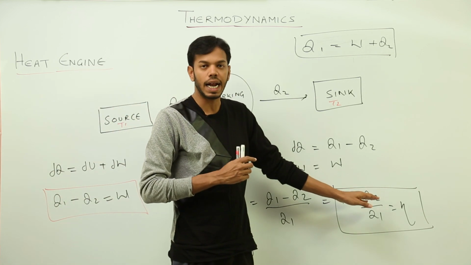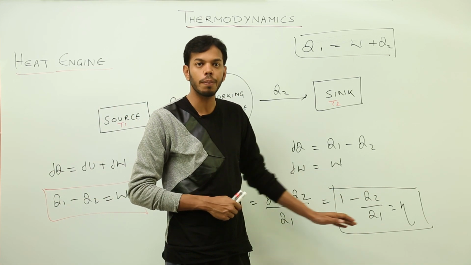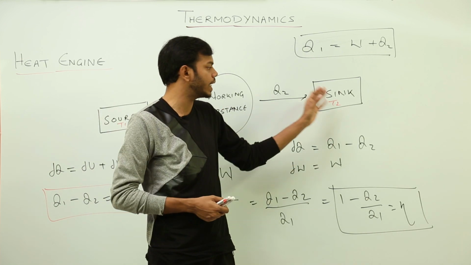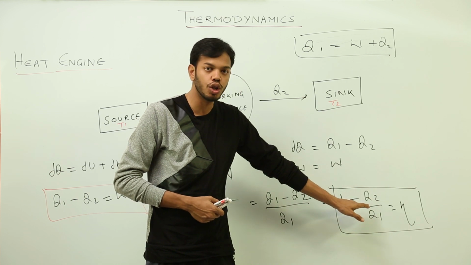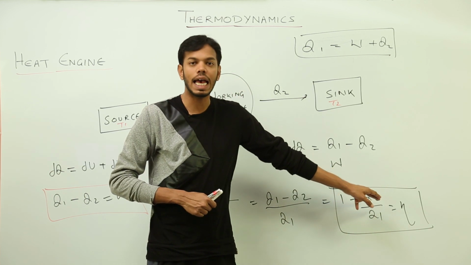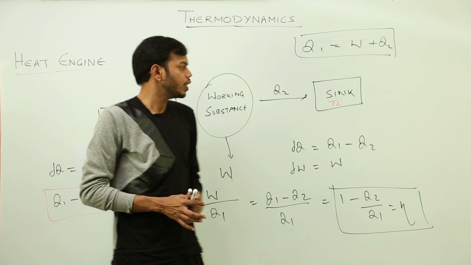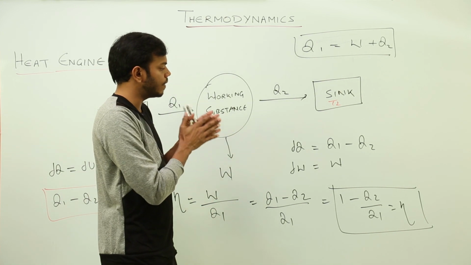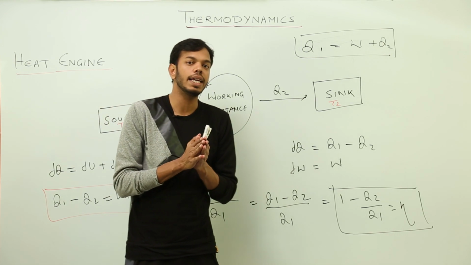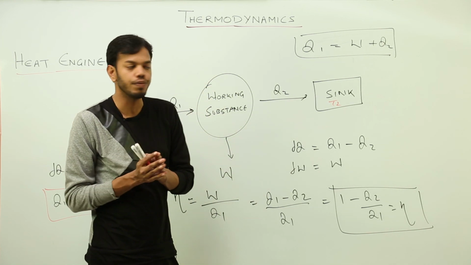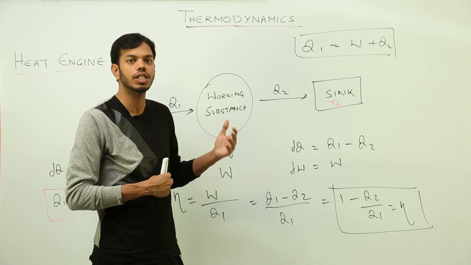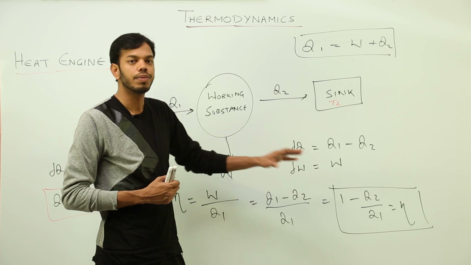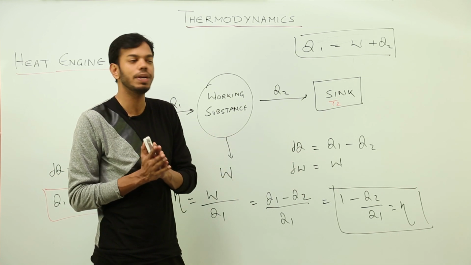So in practical use, Q2 can never be equal to 0 because there will always be some part of heat which will be supplied to sink, and that is why Q2 will have a non-zero value, and according to this equation the efficiency can never be 100%. So this efficiency is fundamentally governed by an independent law of nature which is known as the second law of thermodynamics, which we are going to discuss in our next topic. The second law of thermodynamics explains this part, that the efficiency of an engine can never be 100%.